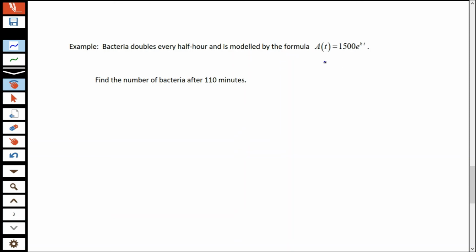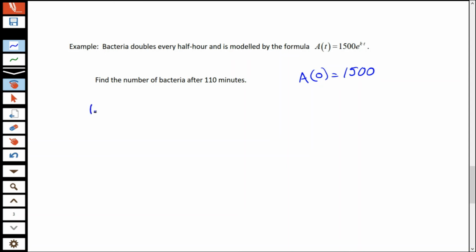It's about bacteria, and this is a growth model. It's modeled by this formula, A of t equals 1500 e to the kt. Please note that if you plug in 0 for t, you get e to the 0 power, which is 1, so you get 1500. Notice that's our starting amount, what we always put as our p sub 0 when we fill out these formulas. Now, it says it doubles every half hour, and it asks to find the number of bacteria after 110 minutes.